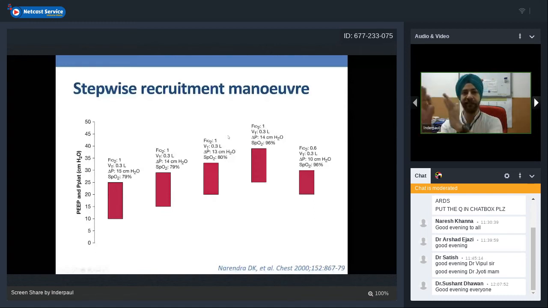You gradually increase the PEEP, keep it, ventilate the patient on each PEEP for 2 to 3 minutes, let it equilibrate, and then keep on changing the PEEP. And once you achieve a tidal driving pressure of 14 or less, then you can reduce the PEEP.